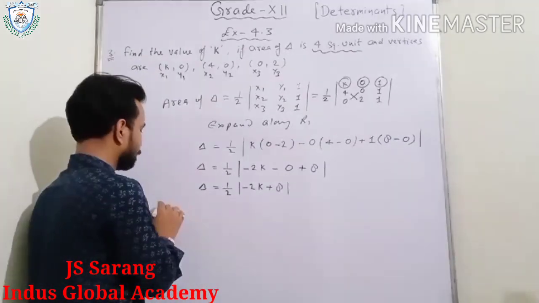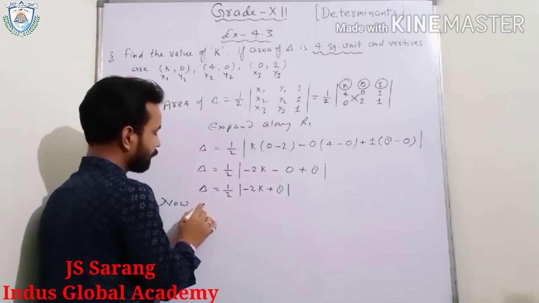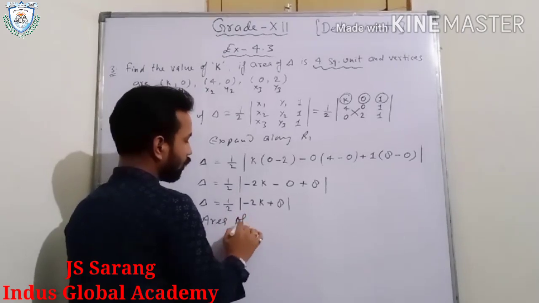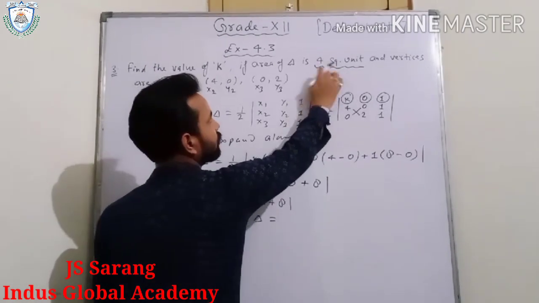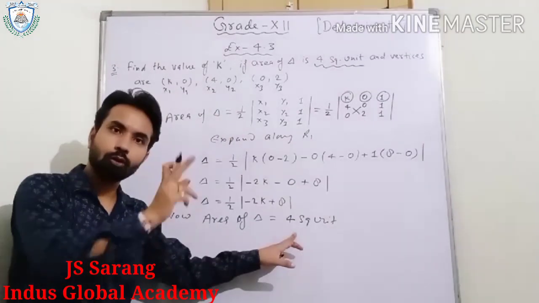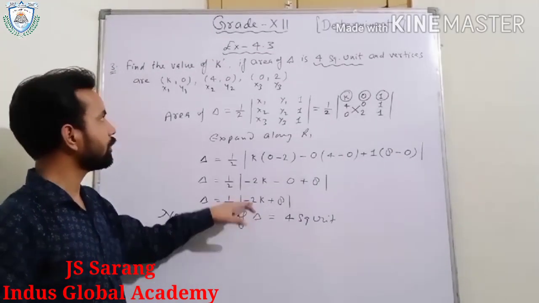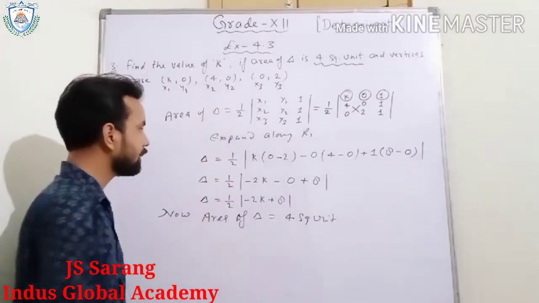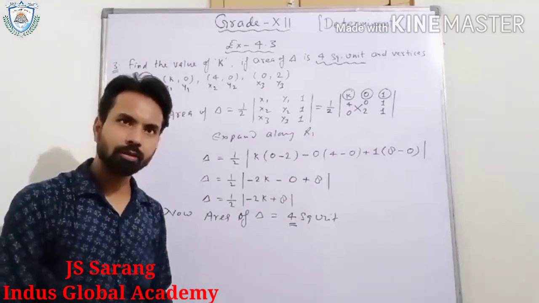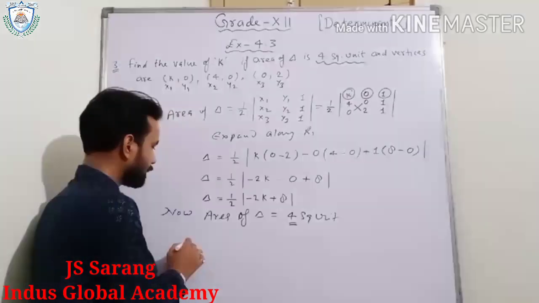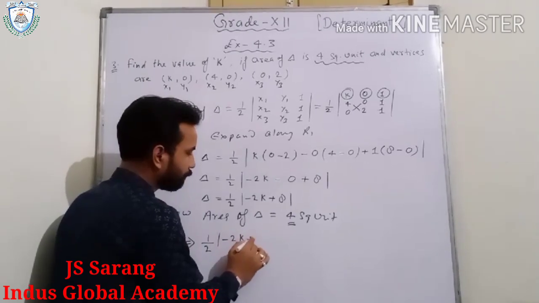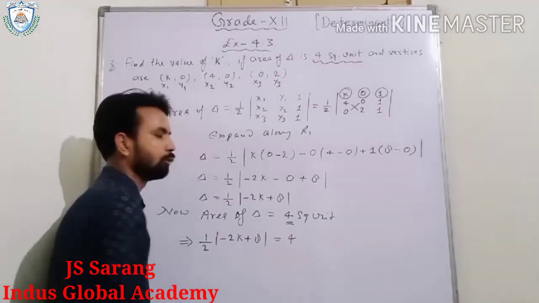Okay. Now, since area is given, area of triangle is given how much? 4 square unit. This area is given in the question, and this is the area which we have already found out. That means the value of this area must be equal to 4. Understood? Both the areas will be equal. So hence implies that 1 by 2 mod of minus 2k plus 8 equals 4.